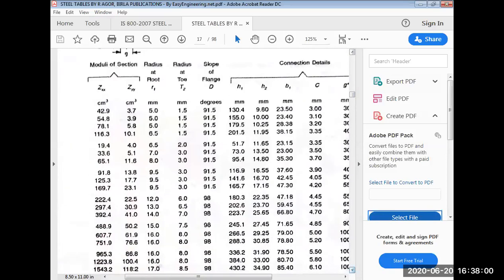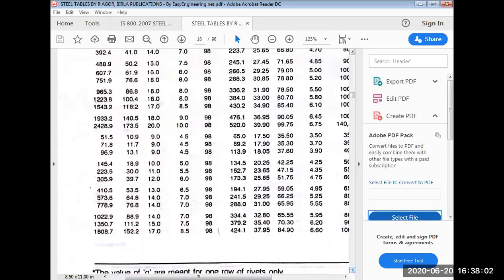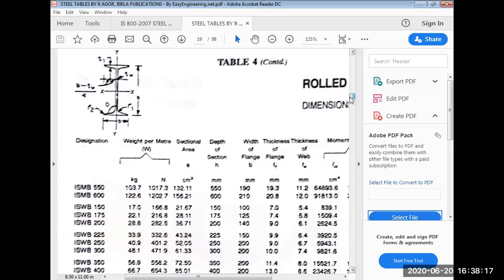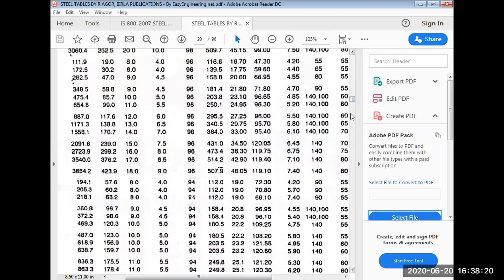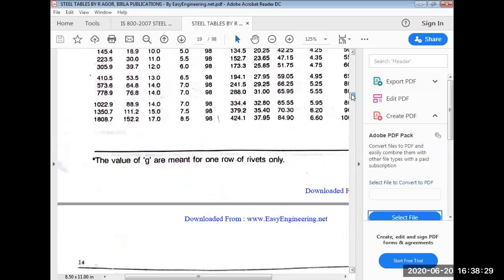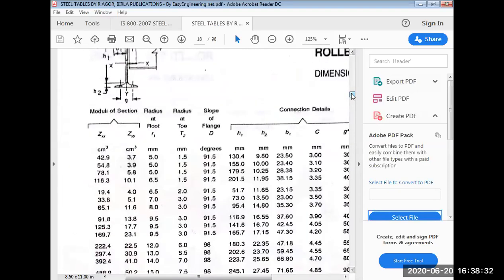You can see, I will show you the next page. ISMB 550, ISMB 600, ISWB 150, ISWB 175, ISWB 200. So various sizes, I have shown you ISMB, ISWB, ISHB. See here, ISWB 500, and their properties. So properties are ZXX, and on the earlier page there may be all the other properties.